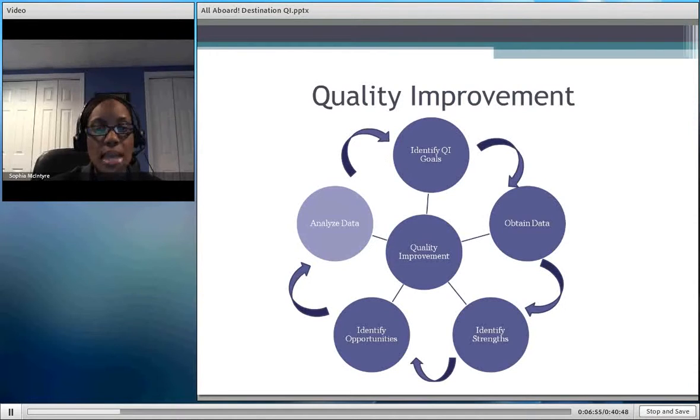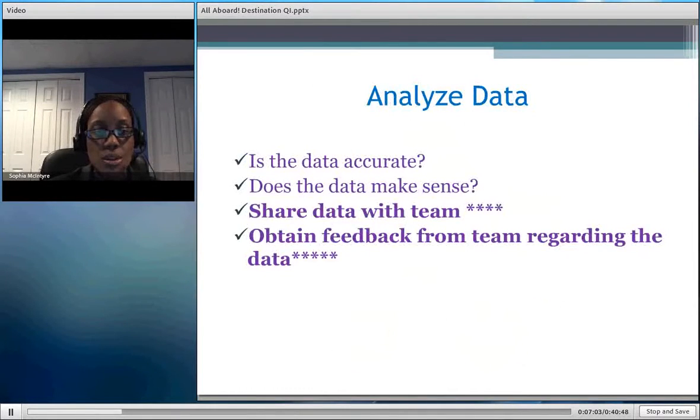So then we look at the third component, analyzing the data. So now that you have the data, what are you going to do about it? And what do you want to look at? So first off, when you're looking at the data, you want to know, is the data accurate? Does it make sense? Or is the data that you're looking at reflective of what's really happening in your practice? Or are the numbers skewed?